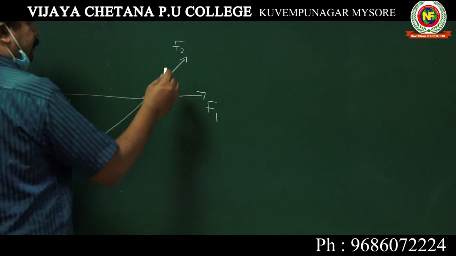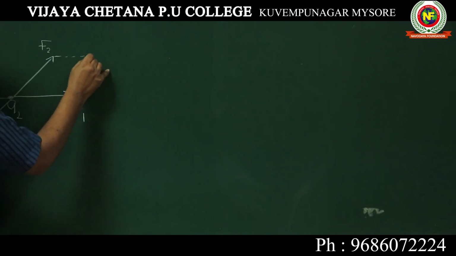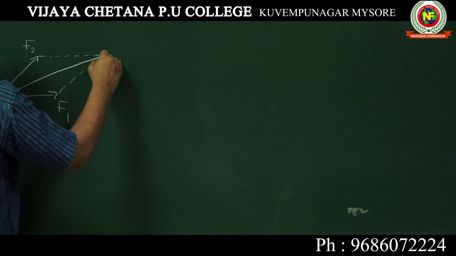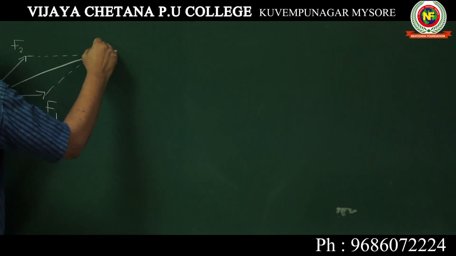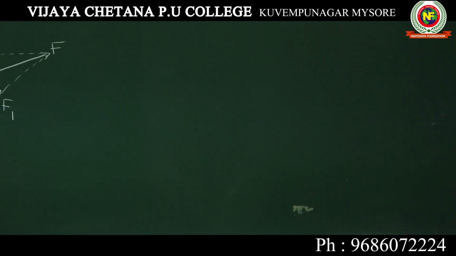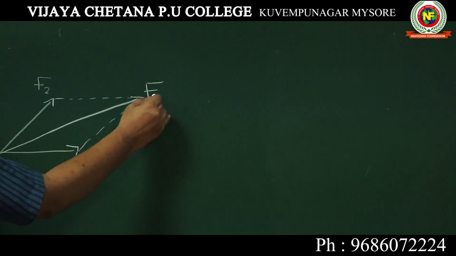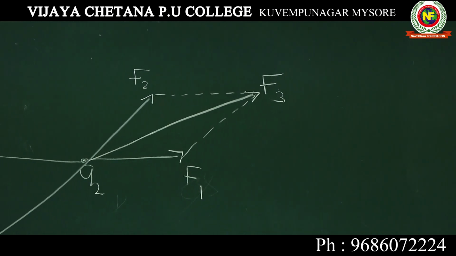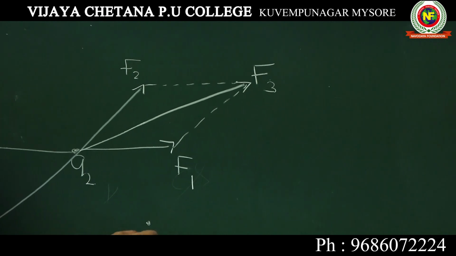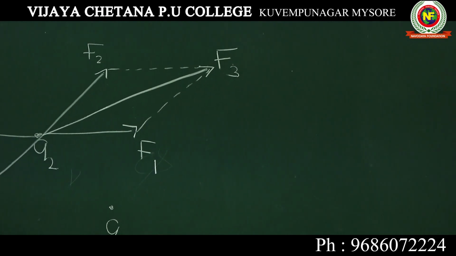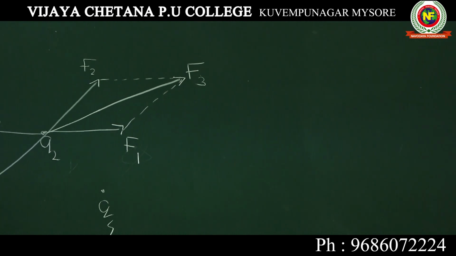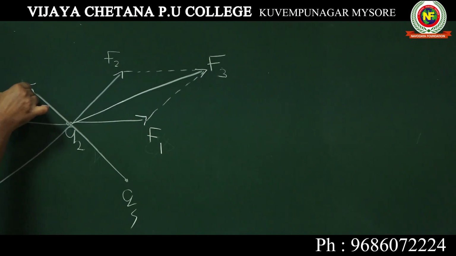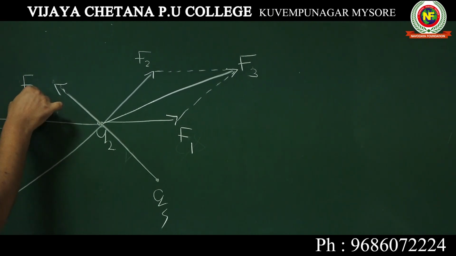Now the net force on the charge 2 will be in this direction. This is called the resultant force. Say I call that F3, the resultant of the two forces. Now in presence of this, if I introduce one more charge, Q4, in presence of all these three charges, I am bringing one more charge. Q4 will exert a repulsion in this direction. I am calling this F4.